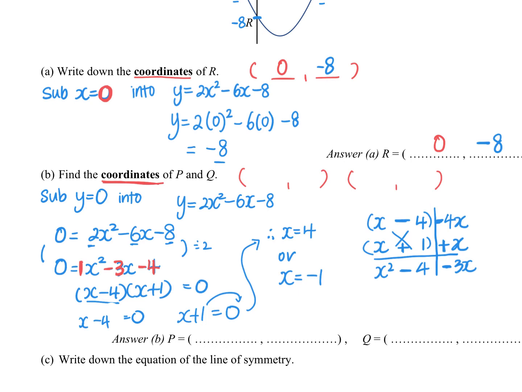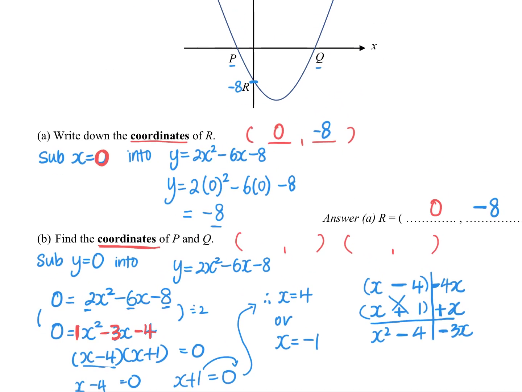Now comes the question. Look at P and Q. Which is 4, which is negative 1? Q is the number 4, right? And which is negative 1? P will be the number that is negative 1. Alright? So we have these two answers, but is it going to be my final answer?